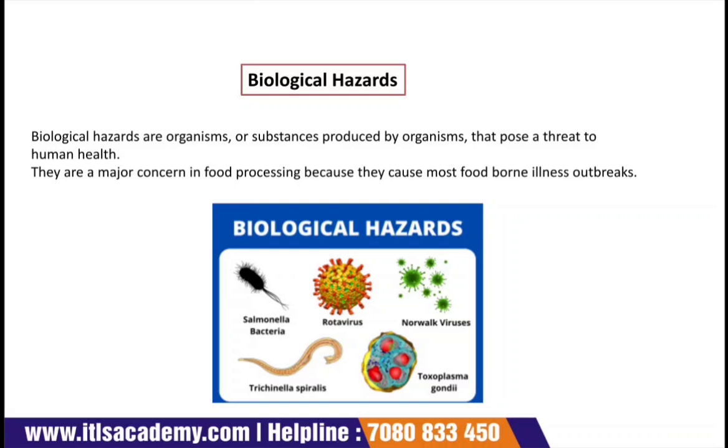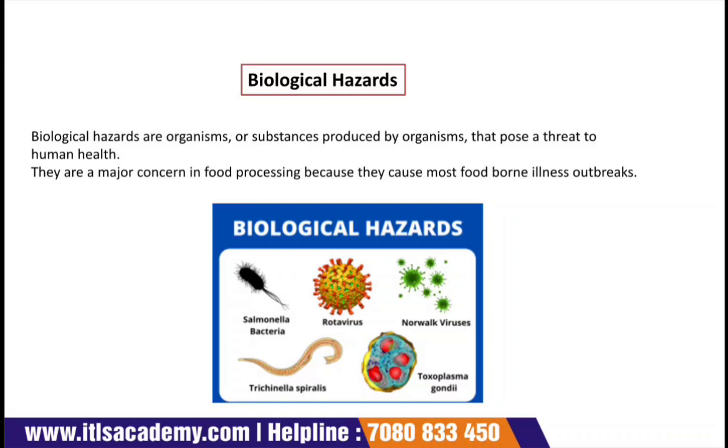So, what are the causes of biological hazards? There are different types of agents or microorganisms that pose a serious threat to human health. One is salmonella bacteria, then rotavirus, and norwalk virus. These are some important examples of biological hazards. When salmonella bacteria occurs in any food item, it deteriorates the quality of the food item and makes the food unacceptable for human consumption, and if a person consumes that food item, that person will get ill.